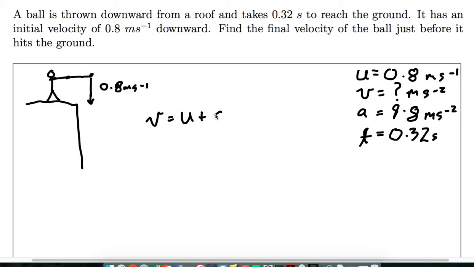Now, quite often we have to rearrange the equation to make the thing that we want the subject. In this case, we're lucky because the thing we want, which is V, is already the subject. So there's no rearrangement required. When there is rearrangement required, if we wanted t as the subject, for example, we would have to do some algebra and subtract u from both sides and divide both sides by a.